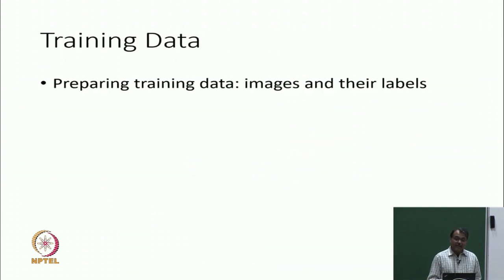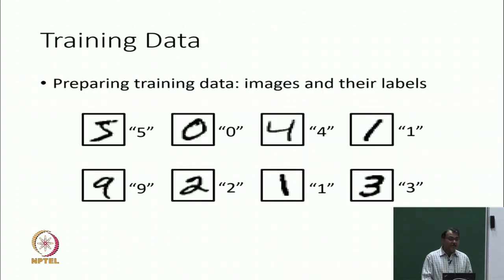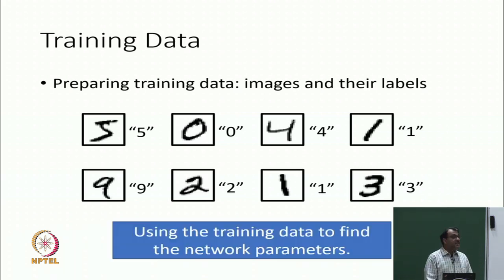Now, I am given some training data. So I am given this kind of training data. We will call this XY pairs. So this is my X1, Y1. This input should lead to 5. This input should lead to 0. This input should lead to 4, and so on and so forth. And now I need to somehow use this training data to find the best network parameters.